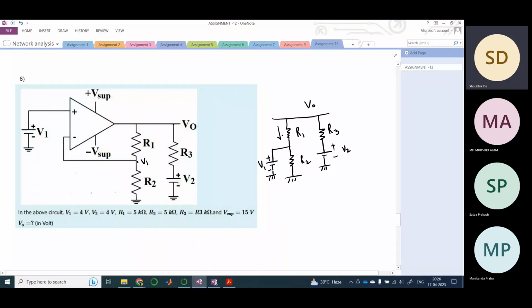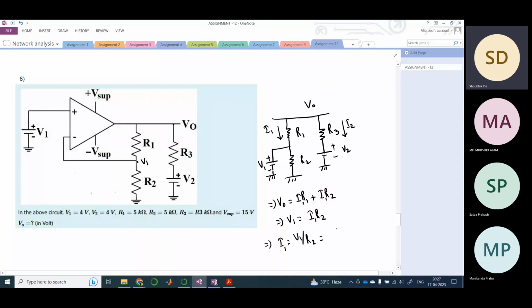Let's say that the current flowing through this total path is I1, and obviously this won't be the same as this one because the parameters are different, so this would be I2. But essentially we need to find out what is V0. V0 would be I R1 plus I R2, and V1 is I R2. So I1 would be V1 by R2.